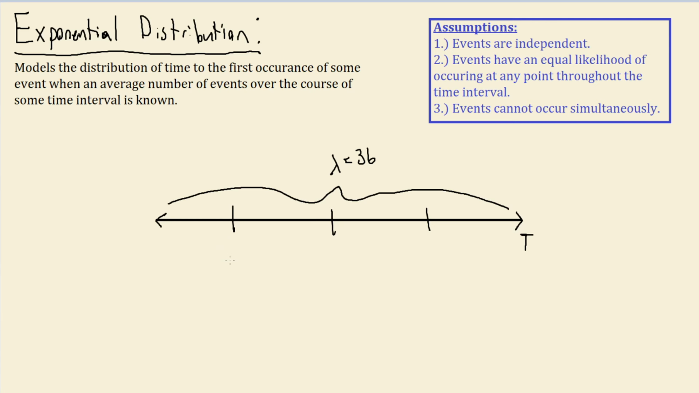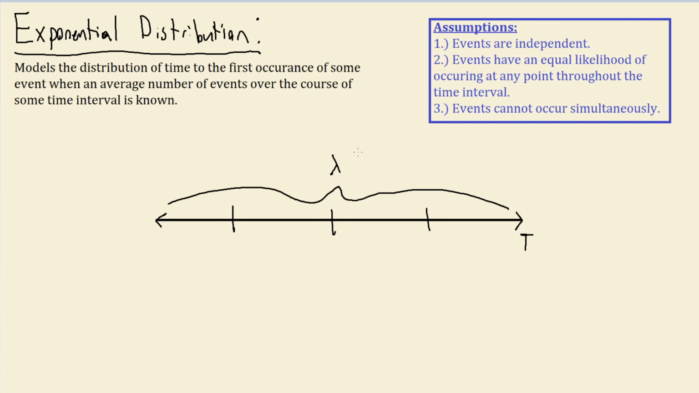But you can imagine that as we make these subintervals smaller and smaller, the probability of there being more than one event that occurs in any one of these subintervals, we can sort of put a limit on that. And if we were to take the limit as the number of subintervals goes to infinity, then the probability of there being more than one event in any given subinterval is going to go to 0, because we're making this third assumption that events cannot occur simultaneously.